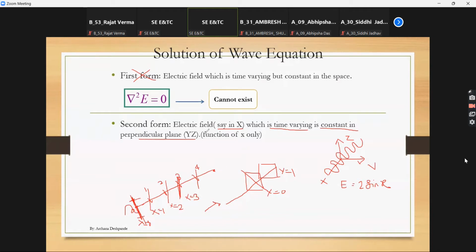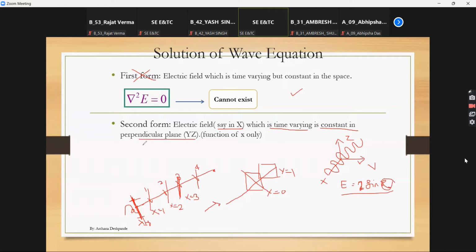So in the second form it says that this is a time varying field and it is constant in the perpendicular plane yz. So ये yz plane जो है उस प्लेन में इसका वैल्यू कांस्टेंट होगा. यहाँ पे हम लोग क्या बोल रहे हैं, in every plane it is constant and here we are saying that its value will be constant only in the plane which is yz. So we say that this electric field is a function of only x. Okay, that's what we are saying.